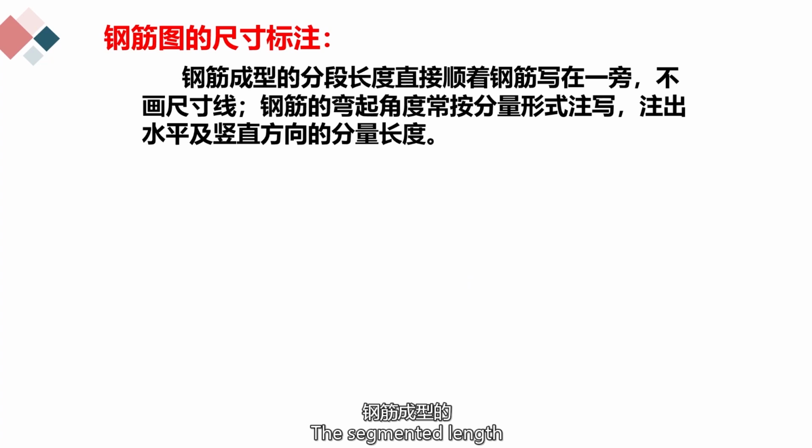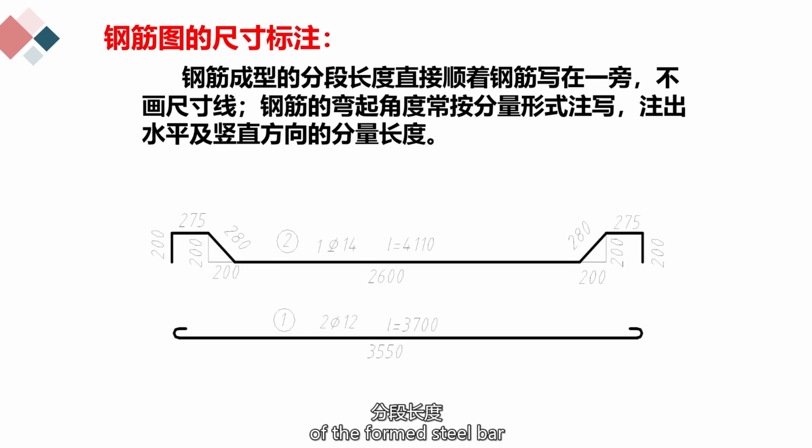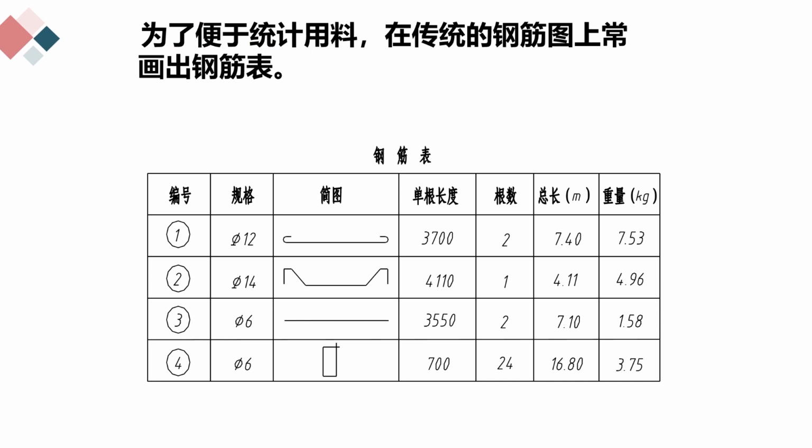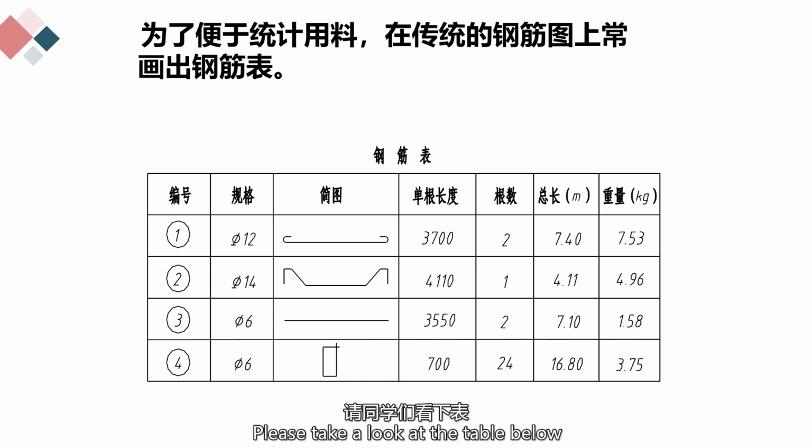The segmented length of the formed steel bar is directly written beside the steel bar without drawing dimension lines. The bent-up angle of the steel bar is often noted in the form of components, and the component lengths in the horizontal and vertical directions are noted. For the convenience of material statistics, a steel bar table is often drawn on the traditional steel bar drawings. Please take a look at the table below.